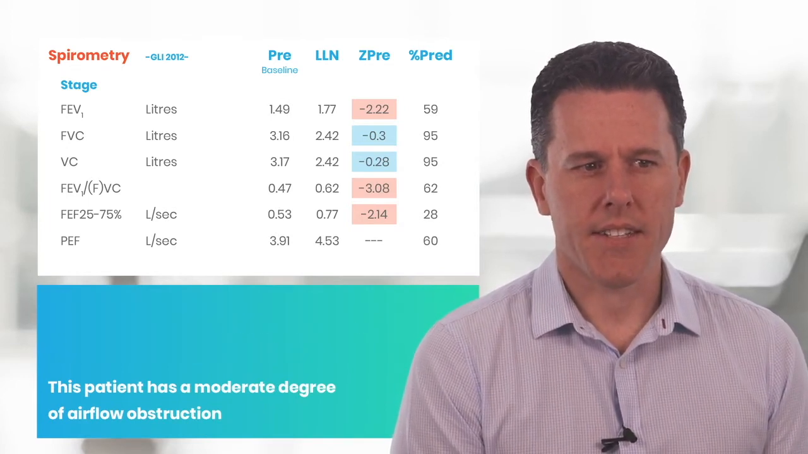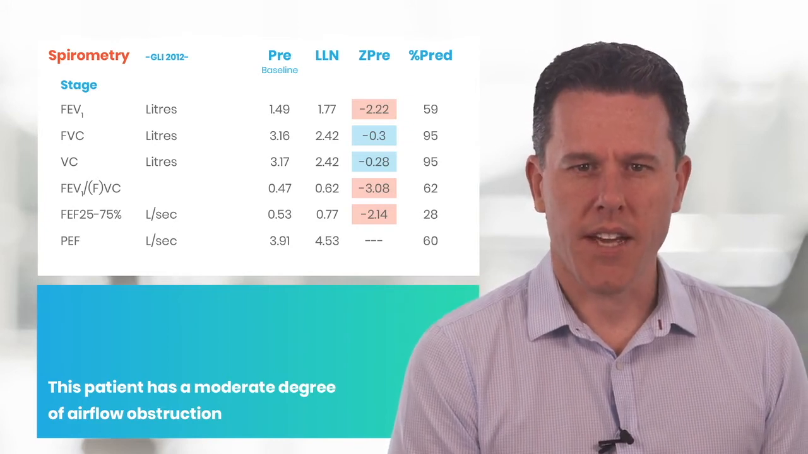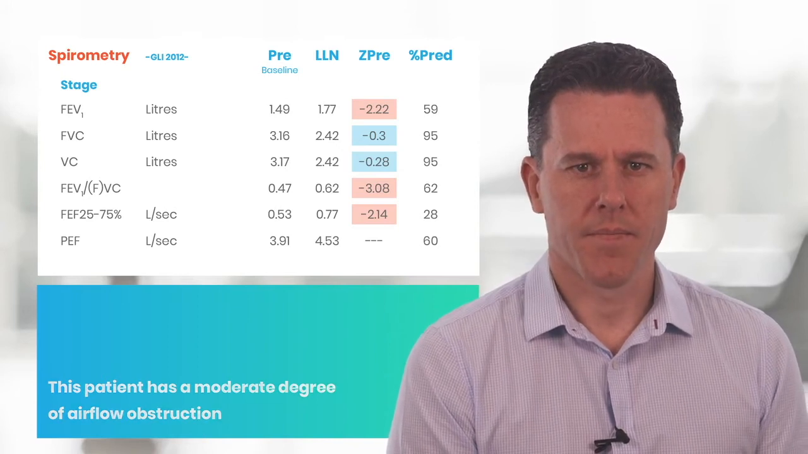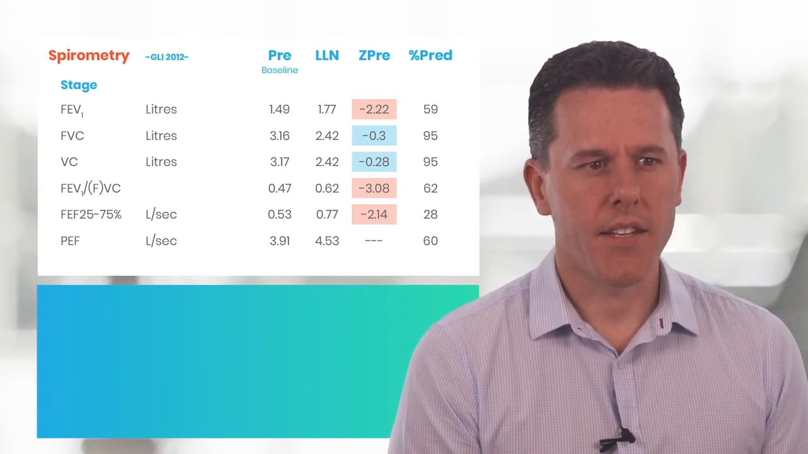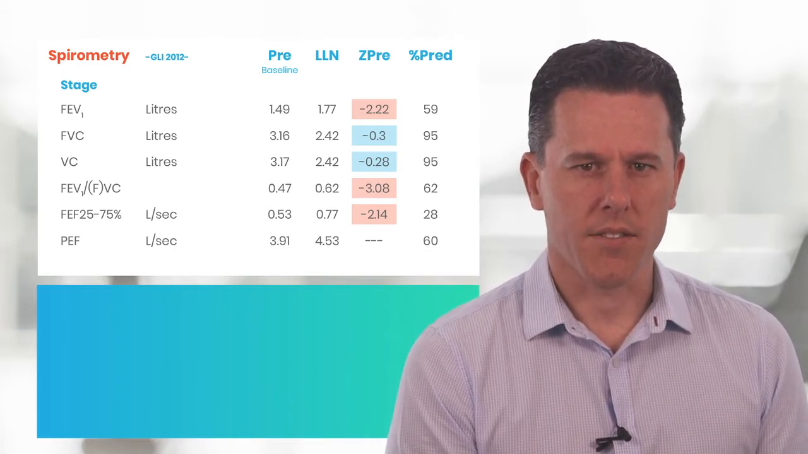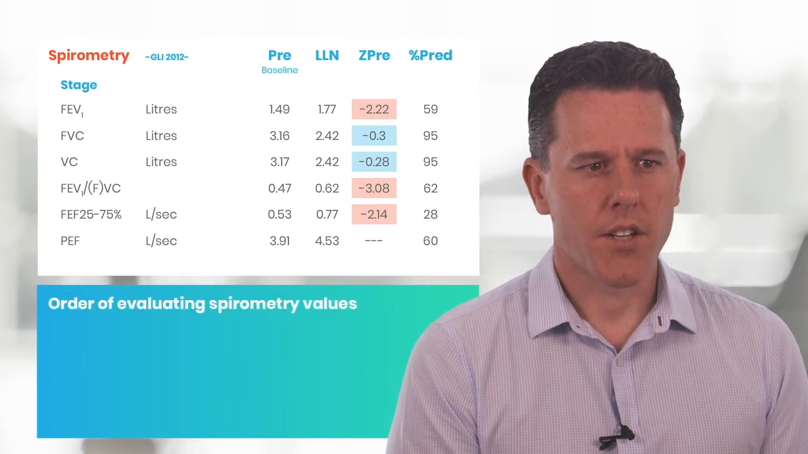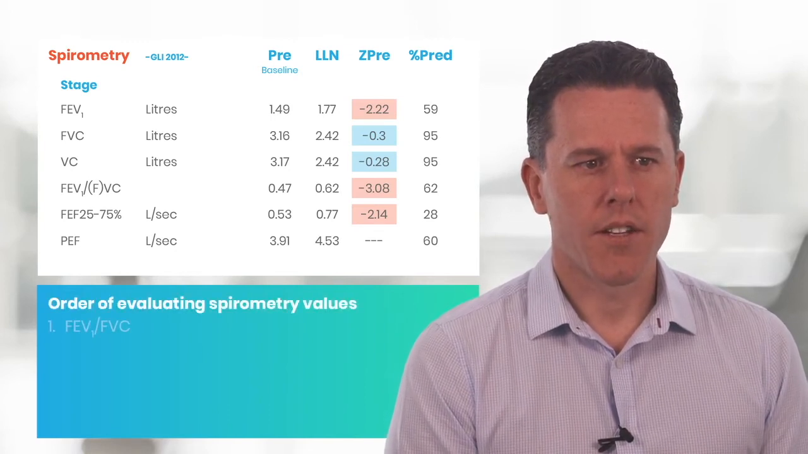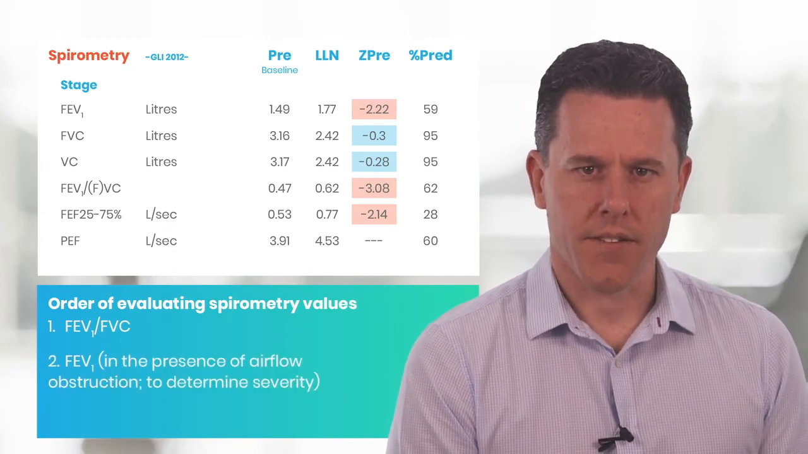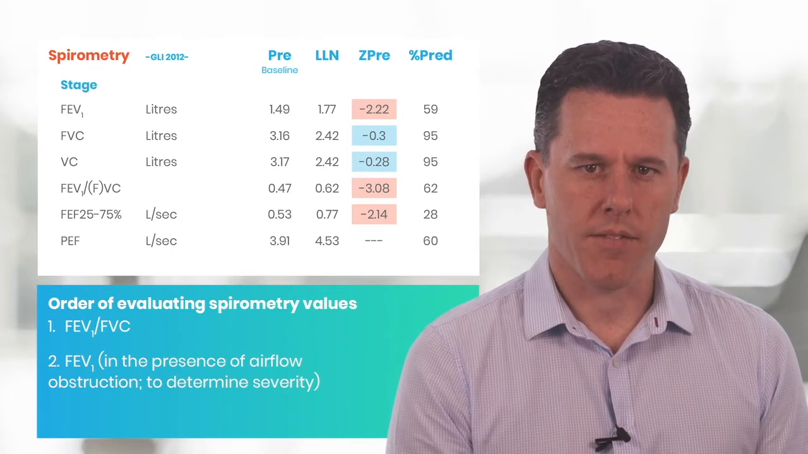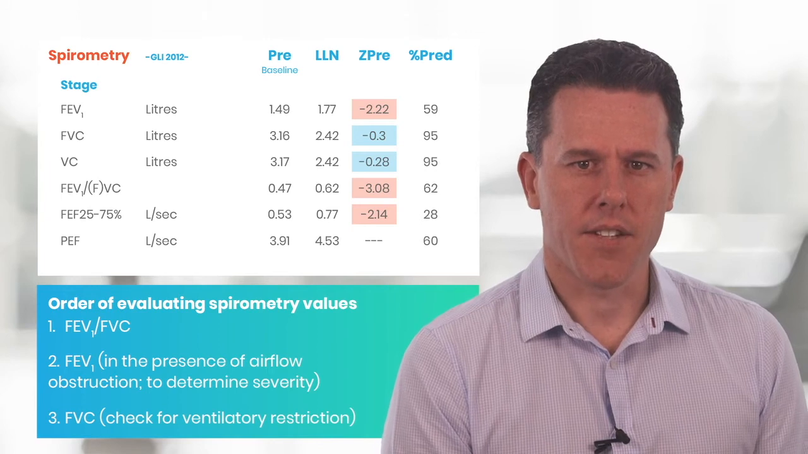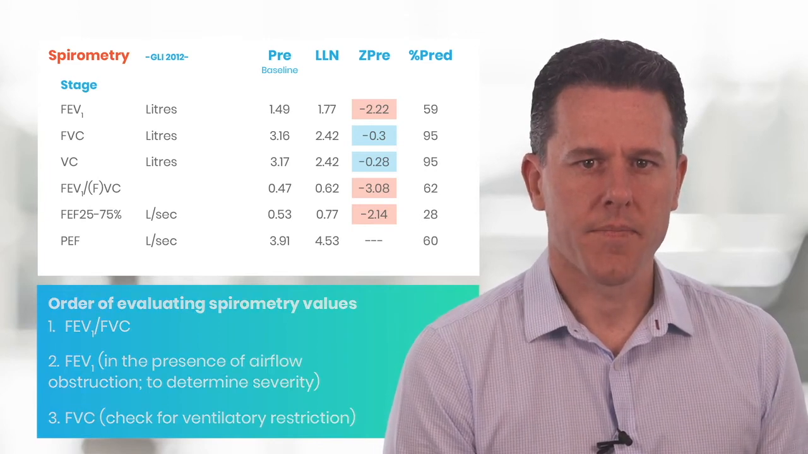And so now you can start to see that despite there being lots of numbers on that page, we've only really looked at a couple of them, and it's told the whole story. We can also see that if we looked at the numbers in the order in which they came out of the computer, we could easily get confused. So important points to remember: look for the ratio first, then look at the FEV1 only if there is airflow obstruction to determine the severity of airflow obstruction, and look at the forced vital capacity to see if there is ventilatory restriction as well.